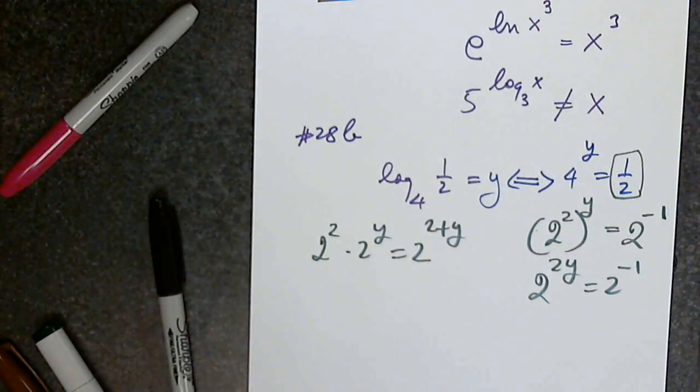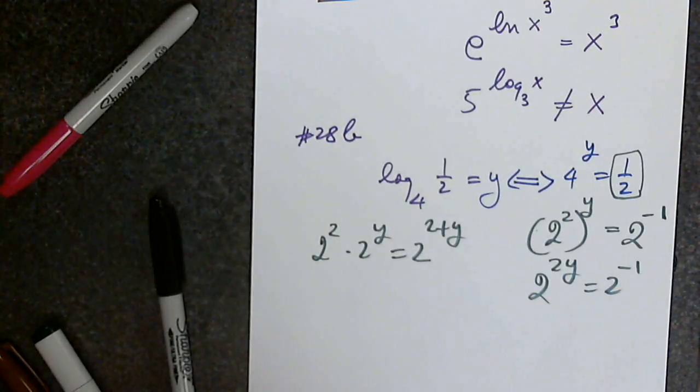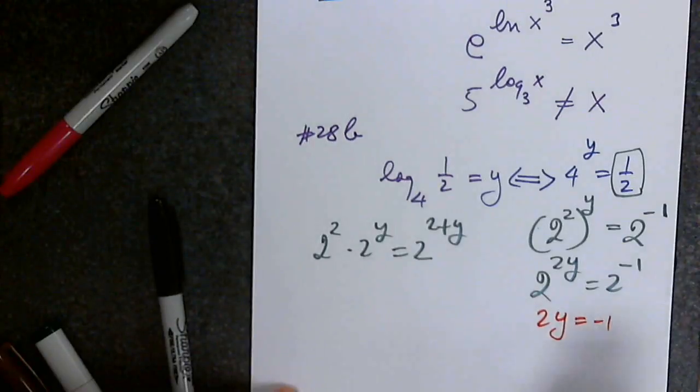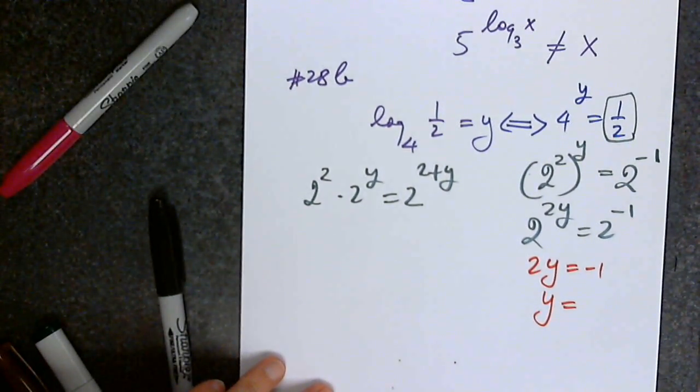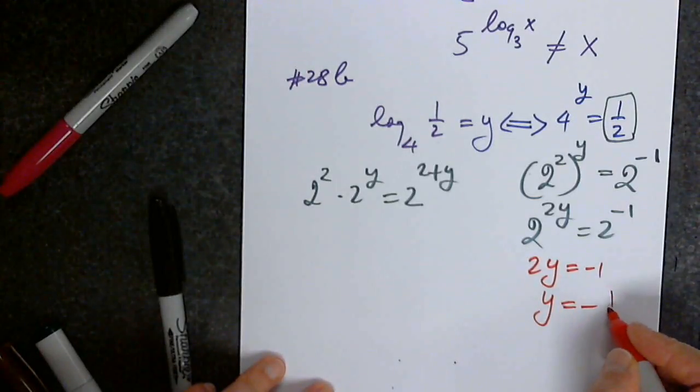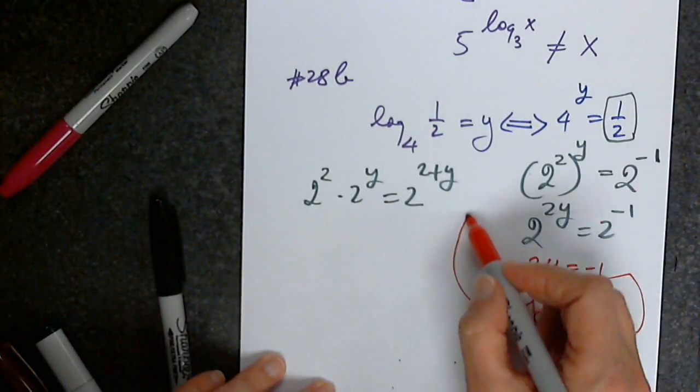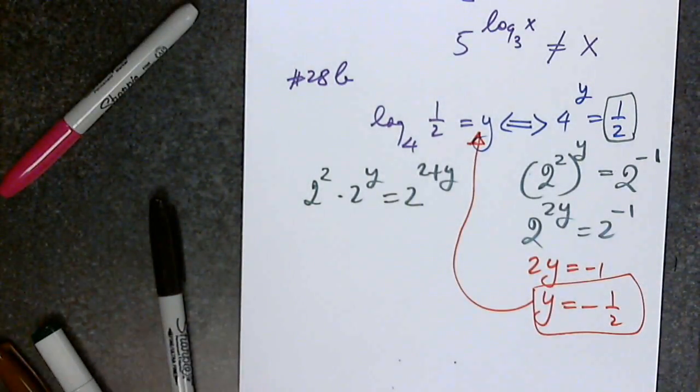2 raised to 2y equals 2 raised to -1. So what? Say it again? Exactly. Exactly. 2y equals -1. So how much is y? That's it. So this is the answer right here. Log base 4 of 1/2 equals -1/2. Okay.